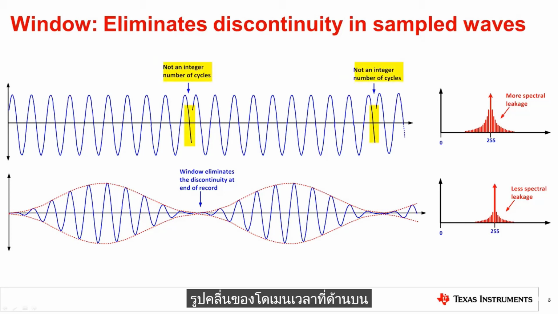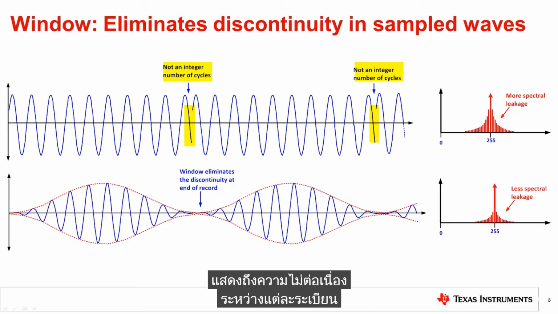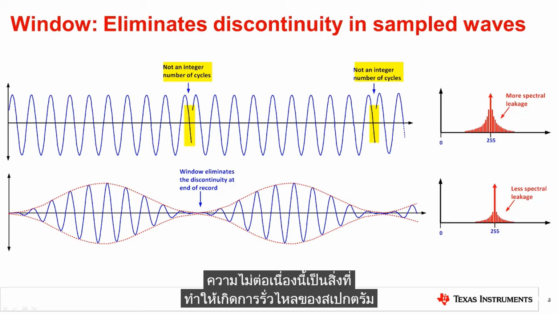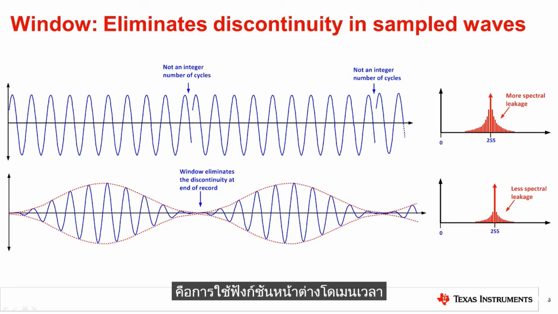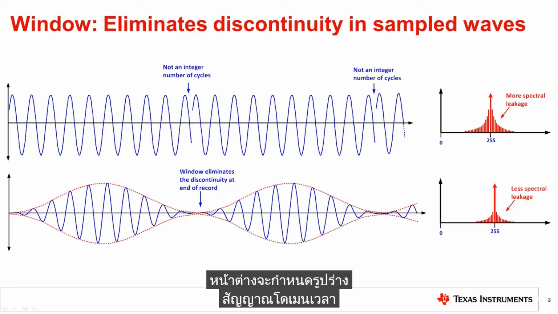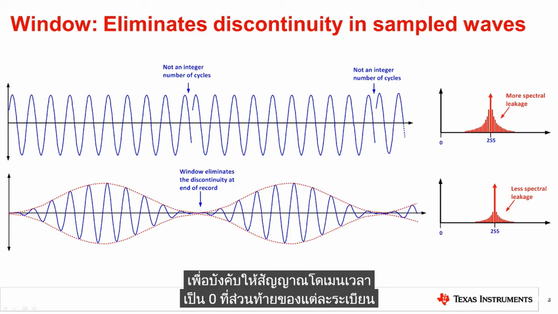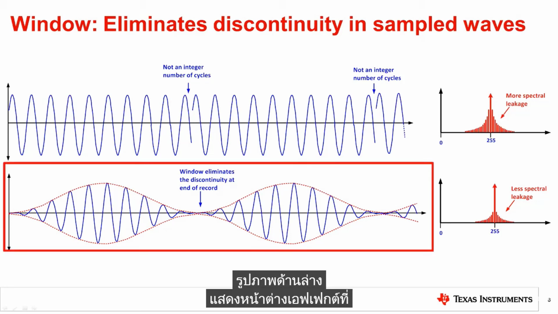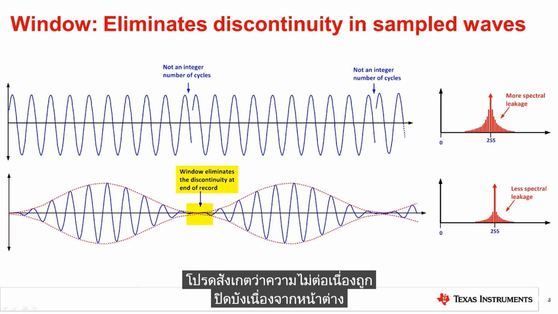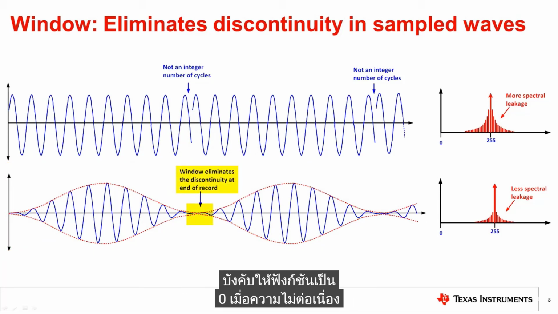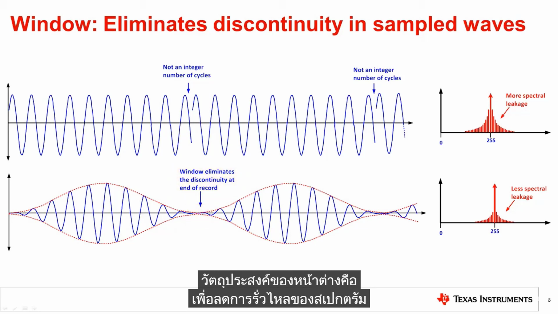The time domain waveform at the top shows the discontinuity between each record. This discontinuity is what creates spectral leakage. One approach to minimizing the spectral leakage is to use a time domain windowing function. A window shapes the time domain signal to force the time domain signal to 0 at the end of each record. The figure at the bottom shows the effect windowing has on the figure above. Notice that the discontinuity is masked because the window forces the function to 0 at the discontinuity. The objective of windowing is to minimize spectral leakage.